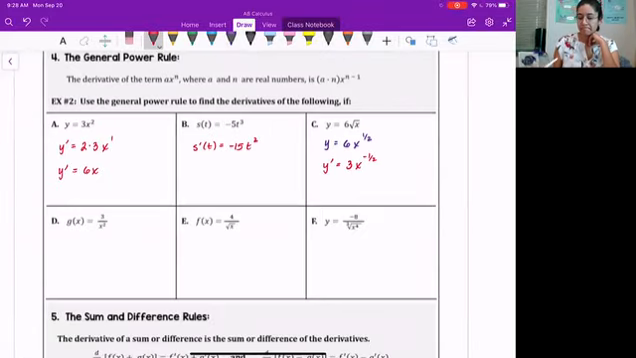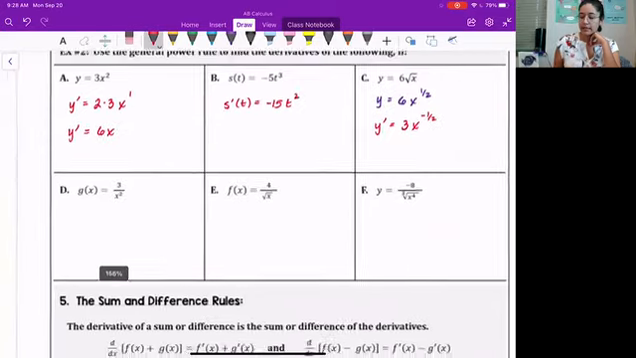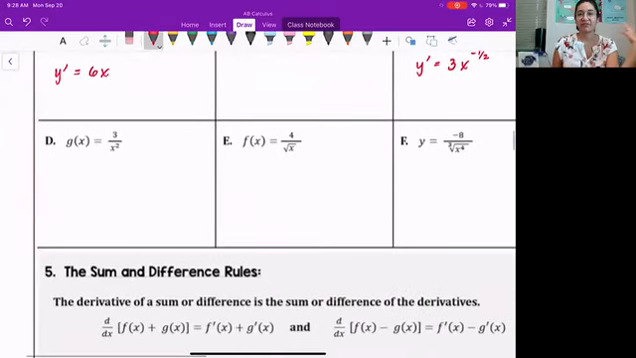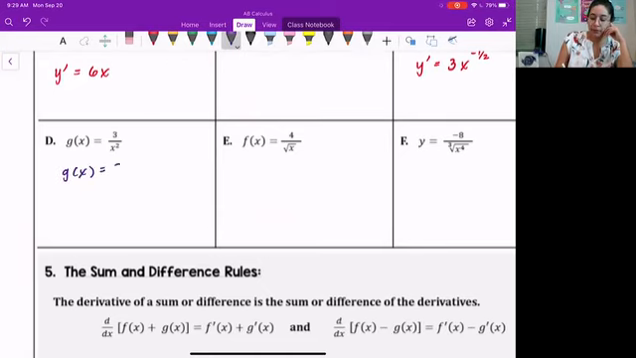Nice. Okay, now on these bottom 3, again, I have fractions. I don't want to see it as a fraction. I'm going to rewrite it. So this will be g of x equals 3x to the negative second power. I'm just going to go ahead and rewrite them all and then I'll derive.